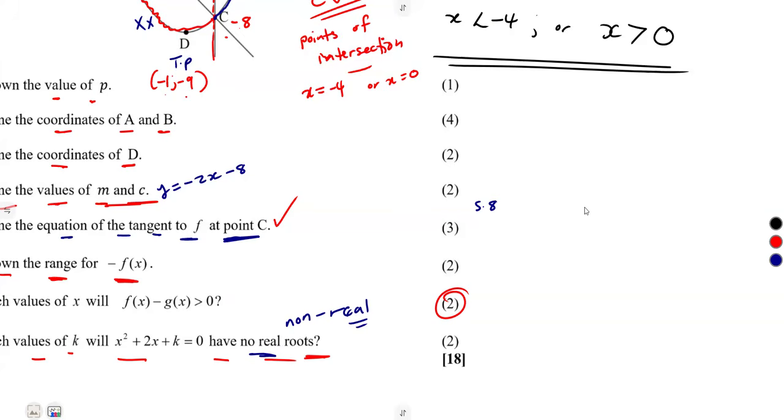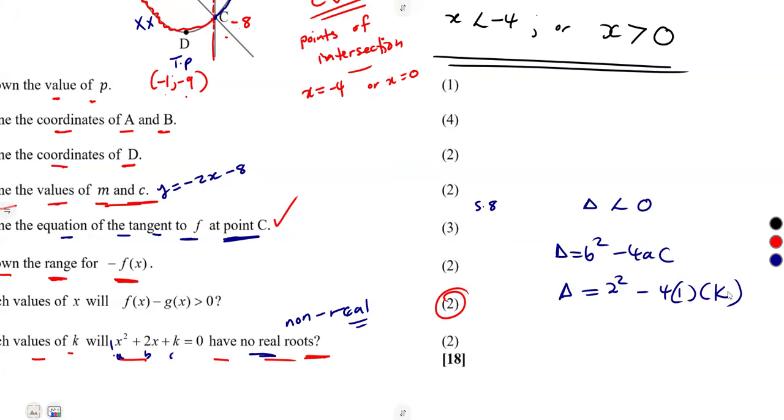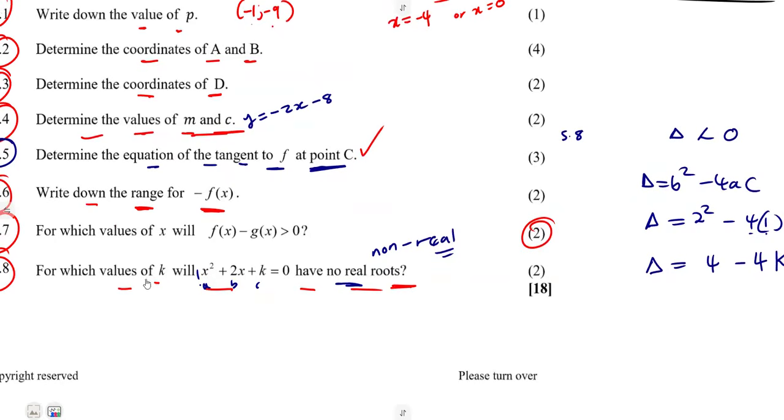For non-real roots, we understand that our delta has to be what? Less than 0, where our delta is given as b squared minus 4ac. That's a, b, c. So b, the coefficient of x, is 2, squared, minus 4 times a, the coefficient of x squared. Our constant is k. So that's 4 minus 4 times 1 times k, that's 4k. But we are saying this has to be less than 0.